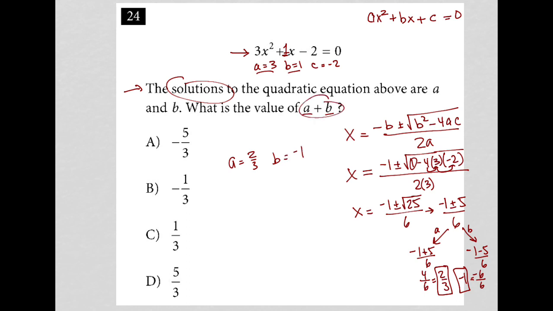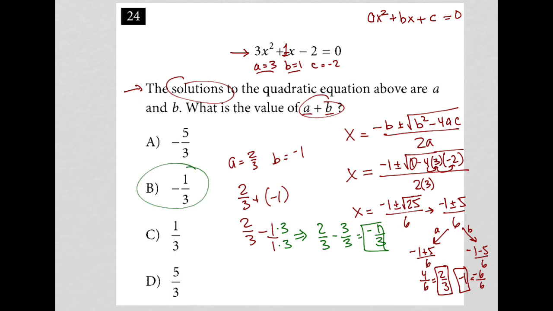The question asks for A plus B, so it'll be 2/3 plus -1, which of course is just the same as 2/3 minus 1. In order to add this, I want to have a common denominator, so I'm going to treat this -1 as 1 over 1, but then I'm going to also multiply the top and bottom by 3 so that I have a common denominator, and therefore this turns into 2/3 minus 3/3, which is equal to -1/3. So the answer to this question is choice B.